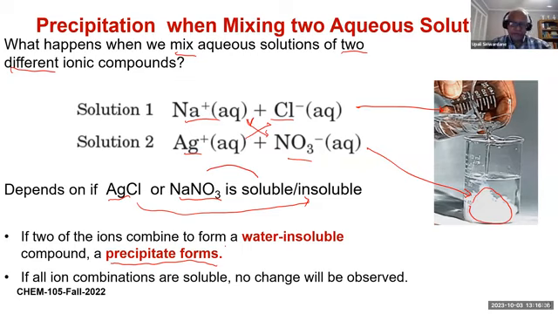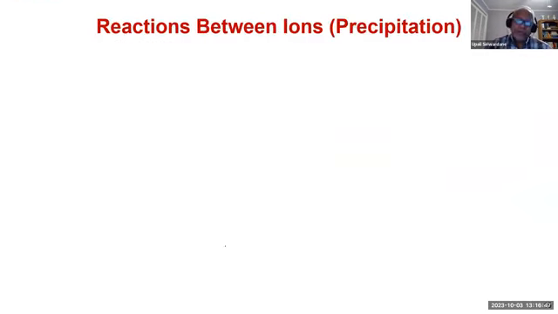You have just ions in solution in the water. To precipitate out, you have to have an insoluble salt. So the reaction between ions, if it takes place by producing an insoluble salt, is called precipitation.